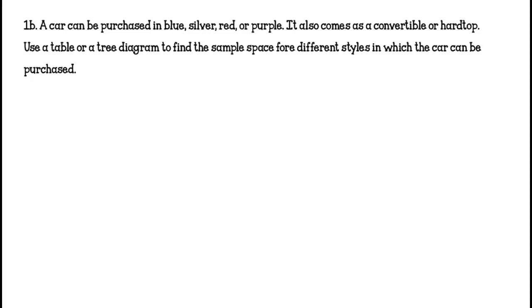1B, a car can be purchased in blue, silver, red, or purple. It also comes as a convertible or hardtop. Use a table or tree diagram to find the sample space for different styles in which the car can be purchased. So there's lots of different ways that we can go through and figure this out. To me, I think a tree diagram would be easiest on this because you would go blue, silver, red, purple, and I'm going to spread that out. I'm going to start that over actually.